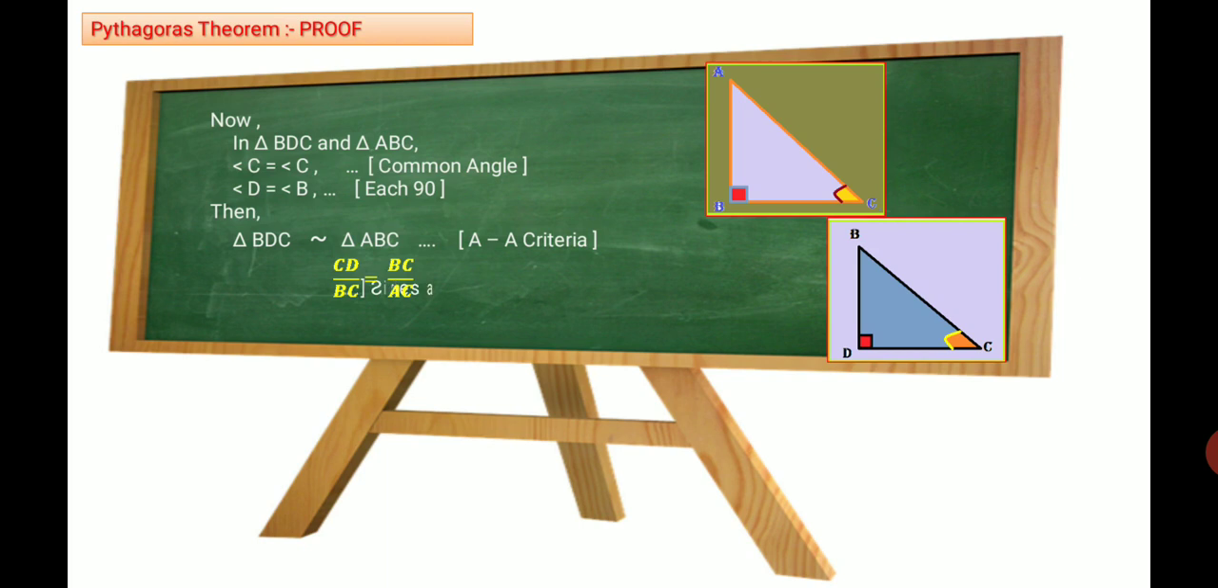Now, if the two triangles are similar, then sides must be proportionally equal. Which are the sides? CD upon BC is equal to BC upon AC, because sides are proportional. Now, when we solve, CD into AC equals BC into BC. So BC into BC, BC square, is equal to CD into AC. That is equation number 2. Now take 1 and 2 combined.